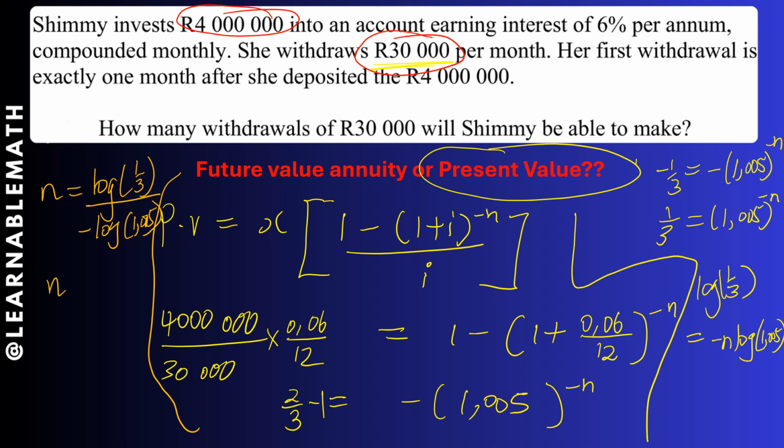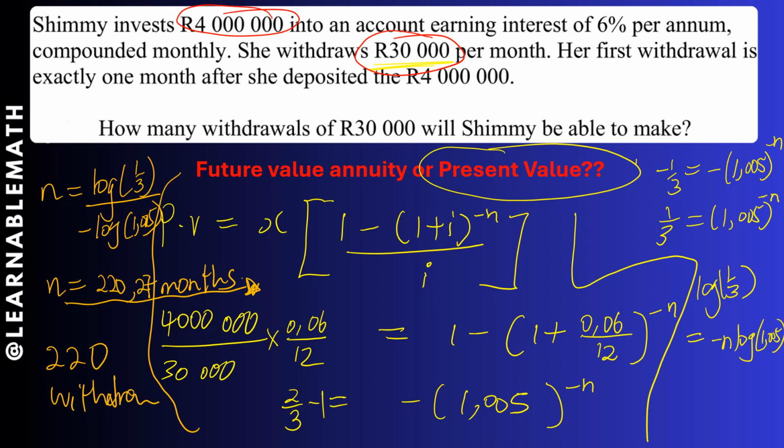All right, so we can finally get our answer for n. So n is going to be 220.27 months. Remember, this is in months, so we didn't divide it by 12 to convert it to years, because the withdrawal is per month. Okay, so how many withdrawals of 30,000 will she be able to make? She'll be able to make 220 withdrawals. Okay, so that's the idea, guys.